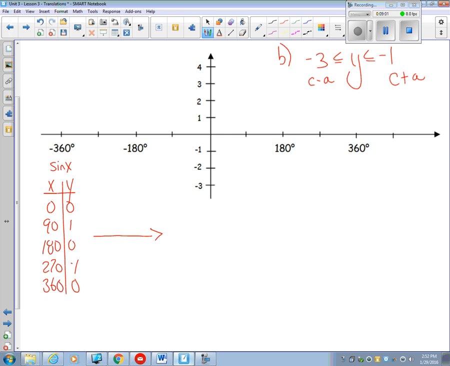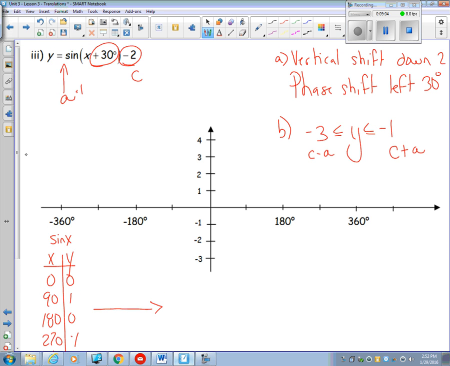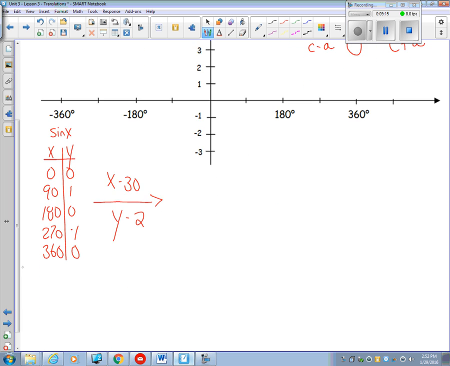Okay, what do I have to do? Well, it told me I need to move it down 2, which means take my y's and subtract 2. And my x's, it says add 30, so I do the opposite. Move to the left, I subtract 30. I get a whole brand new table. Okay, what's that going to look like? Well, 0 minus 30 is negative 30. 90 minus 30 is 60. 180 minus 30 is 150. 240 and 330. But I'm changing the y's this time too, right? Take the y's and subtract 2. So I'll get negative 2, negative 1, negative 2, negative 3, and negative 2.